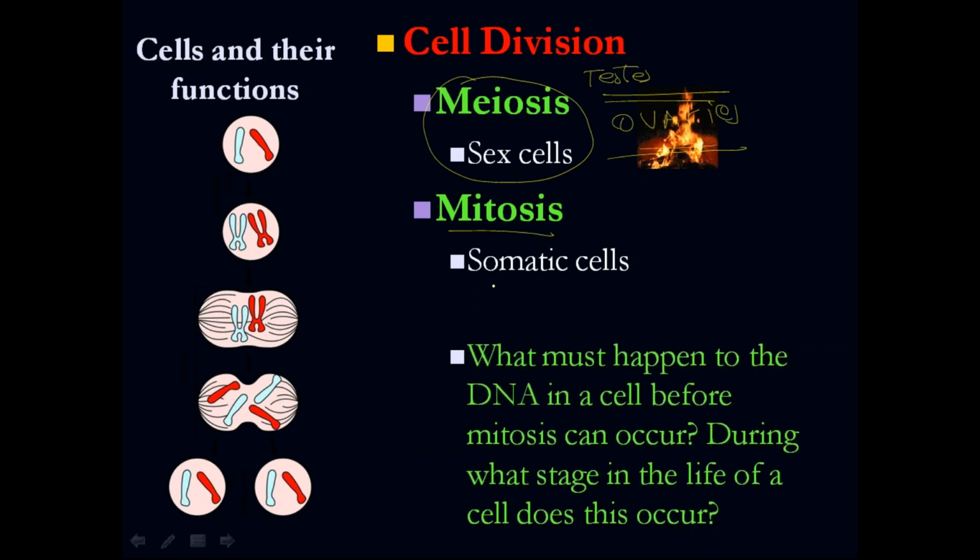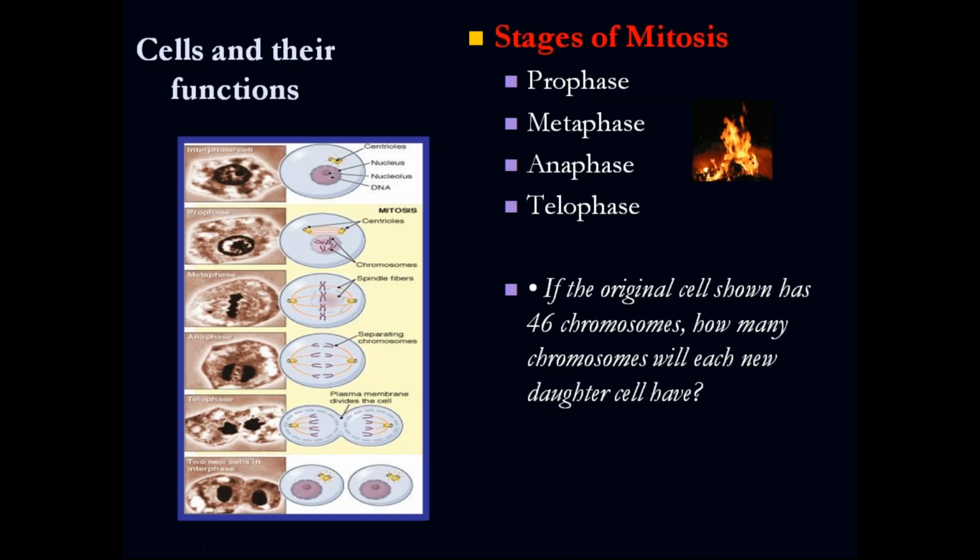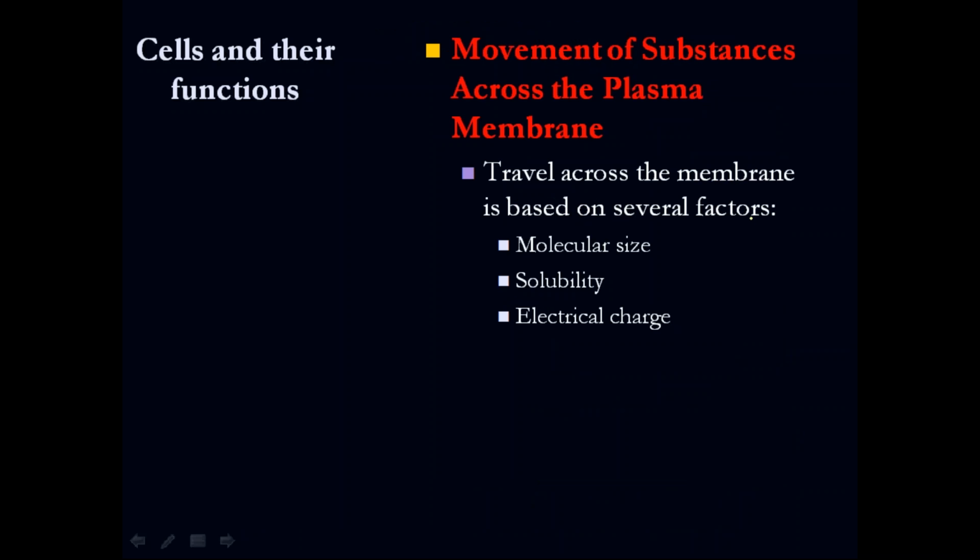And in mitosis, we differentiate somatic. Somatic is the rest of the body, and sex cells are the cells in the gonads. Gonads. Remember gonads? Gonads are testicles or ovaries, right? All right. So let's keep going.